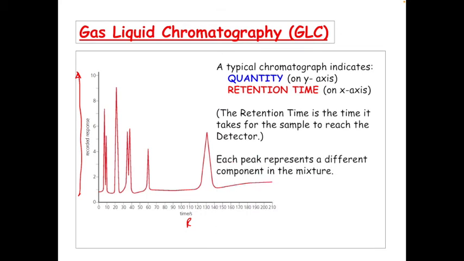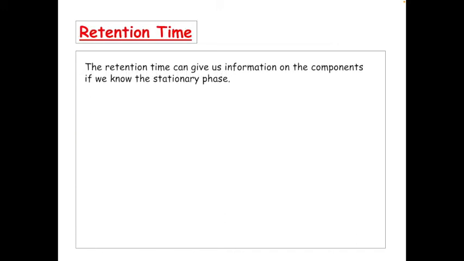Each peak represents a different component in the mixture. So it's a wee bit like a chromatograph that we have done using the paper one, where you see different spots. Here it'd be like different peaks. So each peak you see here is a different component in that mixture. And we also have this thing called HPLC, which is high performance liquid chromatography. That's a similar technique, but it doesn't use a gas.